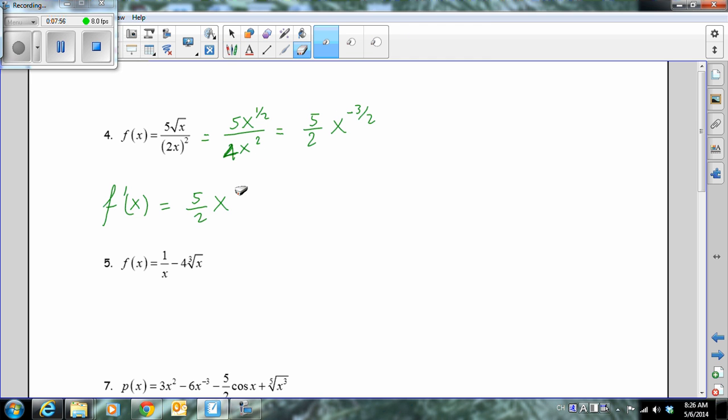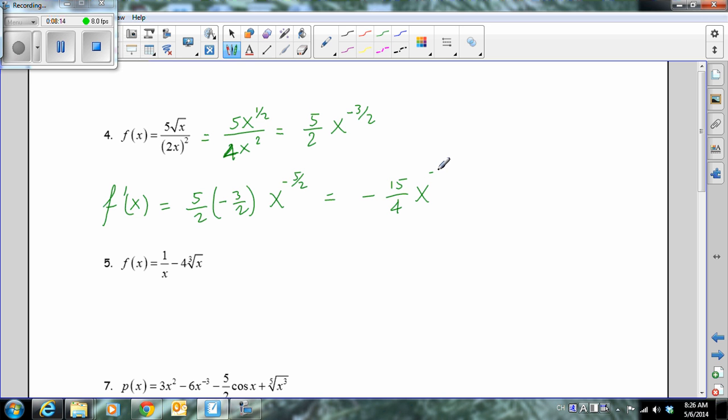So once I'm ready to derive this function, I will say it's 5 over 2 x to the power of, before the x, I need to multiply by the power, which is 5 over 2 times -3 over 2, x to the power of -3 over 2 minus 1, which is -5 over 2, which is equal to -15 over 4, x to the power of -5 over 2. Now you can leave it as this, or it's better to have no negative exponent. So this is -15 over 4 square root of x to the power of 5, and this will be the best answer.